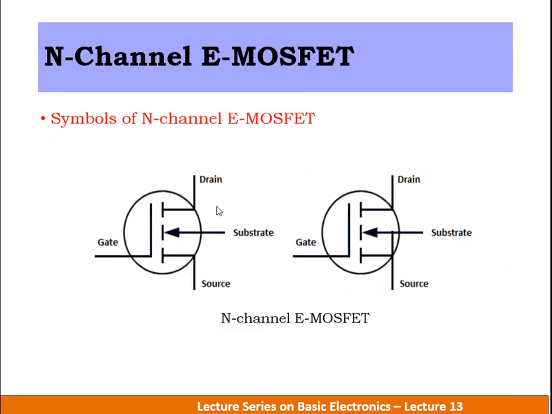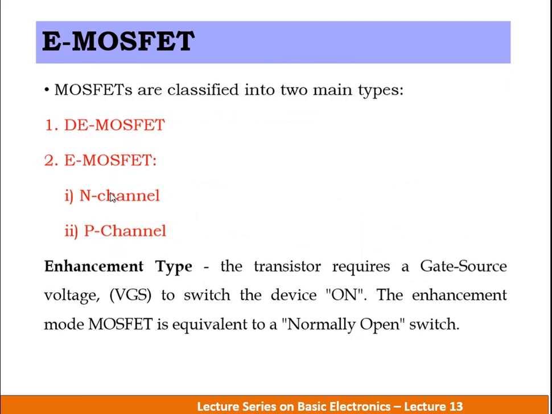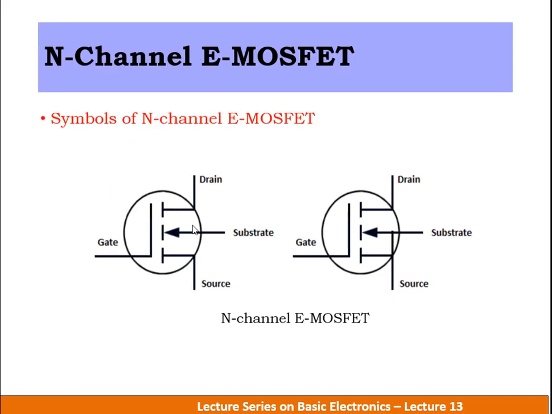Let us discuss the first type of eMOSFET, that is the N-channel eMOSFET. We are going to discuss the symbols used, the construction of an N-channel eMOSFET, its working, and its characteristics curve. This is the symbol of an N-channel eMOSFET. In case of an eMOSFET, we have four terminals: gate, drain, source and substrate.